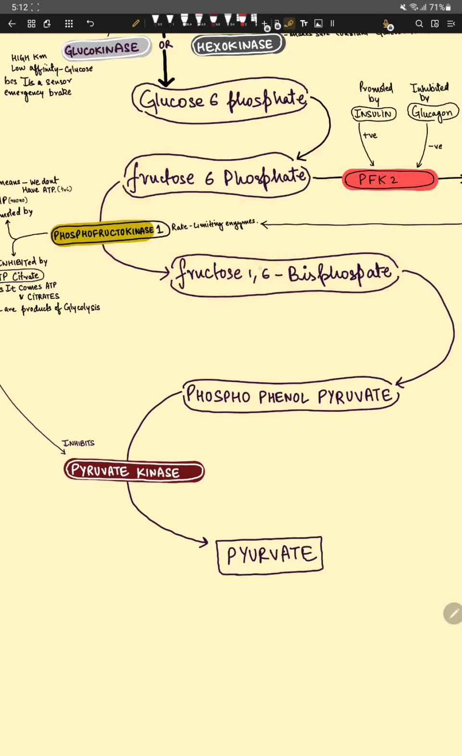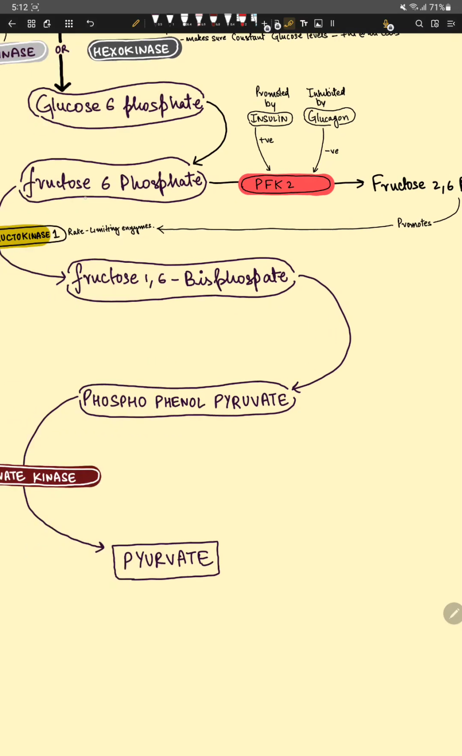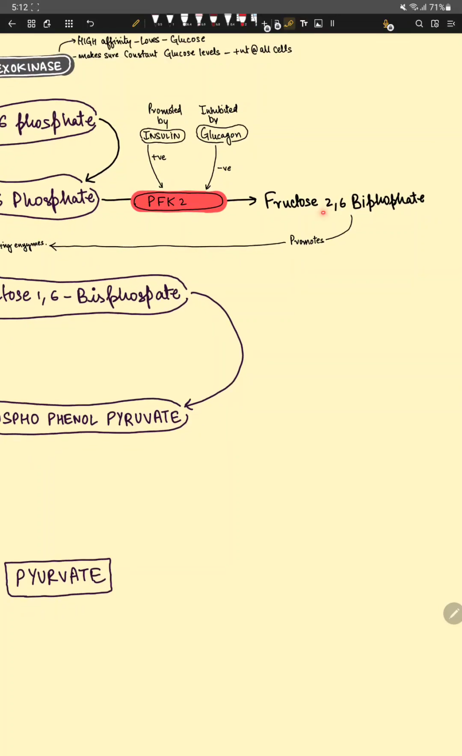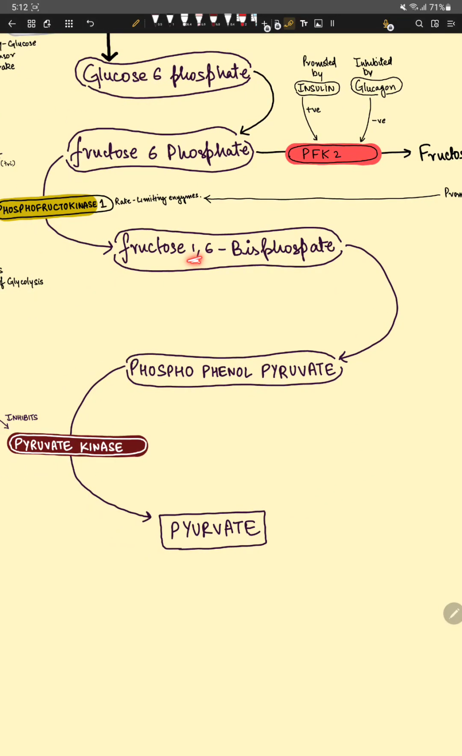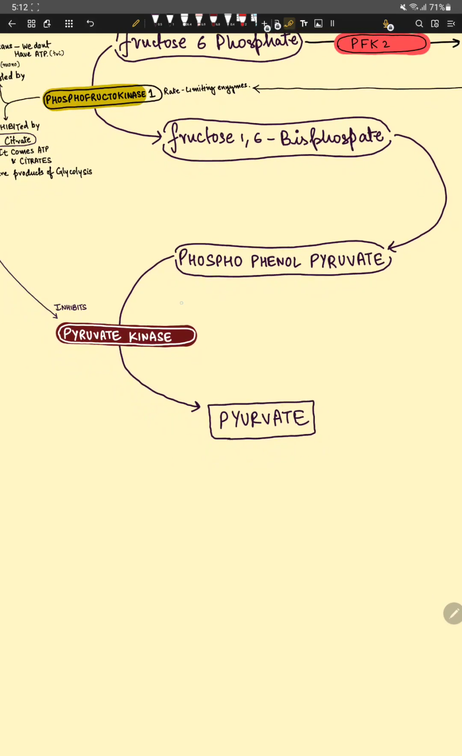Note that whenever there is addition of a second phosphate, we call it bisphosphate, and the number is the position. For example, fructose 6 phosphate converts into a bisphosphate, and the position at which it happens is number 2 or number 1. I'm giving you the chemical structural meaning. Later fructose 1,6 bisphosphate gets converted into phosphoenolpyruvate, and the most important thing is that phosphoenolpyruvate gets converted into pyruvate via an enzyme called pyruvate kinase.